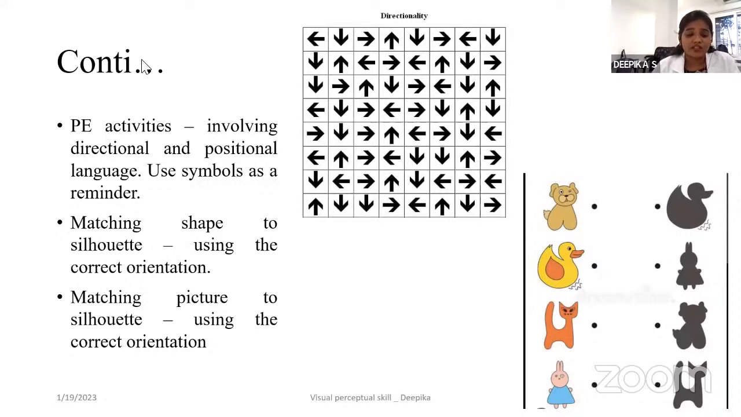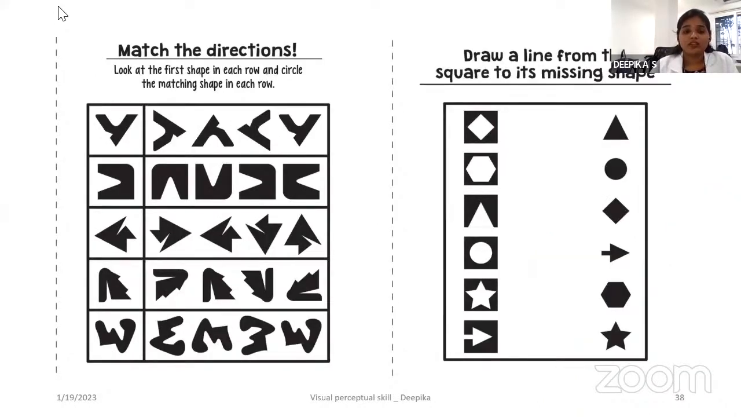And matching shape to silhouette using the correct orientation, matching picture to the silhouette using the correct orientation. In this, we can give the activity to match the picture to its shadow. And these are also two activities. The first one is to match the directions from the first one to the last one. And then draw. In this, we can also ask them to find out what's missing from the right side to the left side.